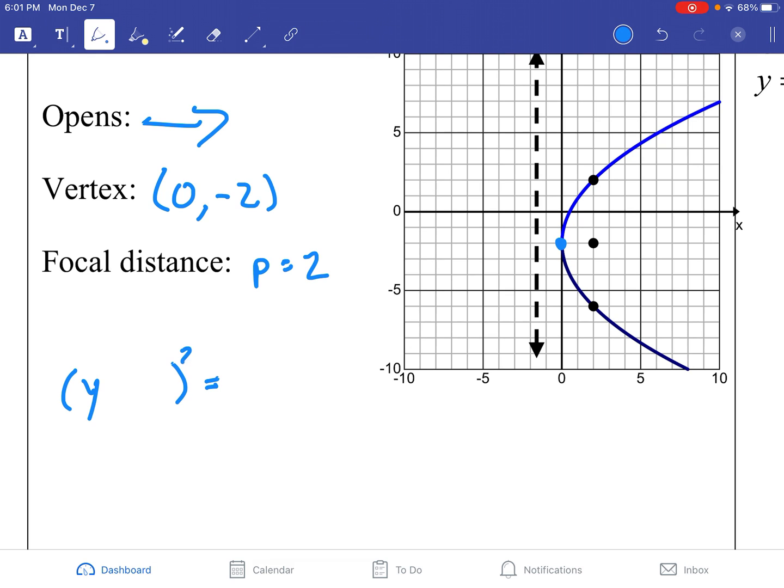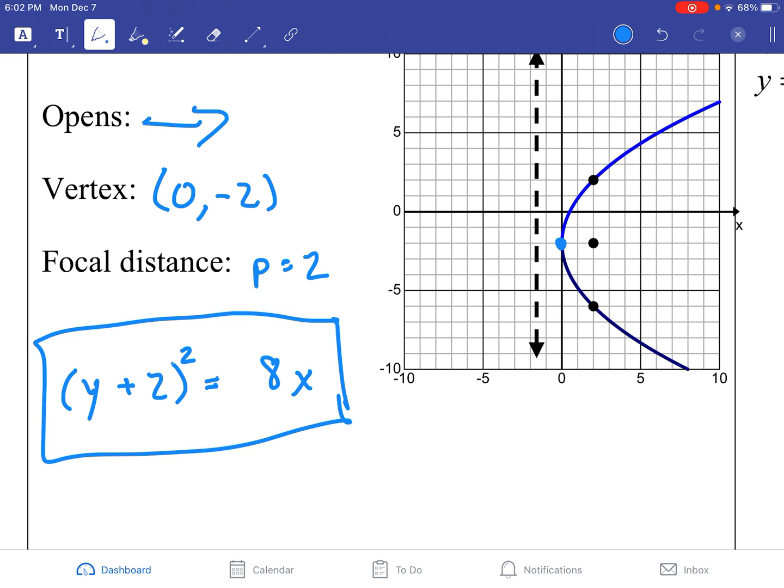It's being squared. The x is in the back. The h is 0, so we can just get rid of that parentheses. We don't need it. You could put down x plus 0, x minus 0, I guess, if you really wanted to, but you don't have to. All right, this is going to be plus 2. Again, the signs change as they go in. We're going to take that focal distance, multiply it by 4, because it's going positive, so it's going to be 8. So that is your equation for that graph.